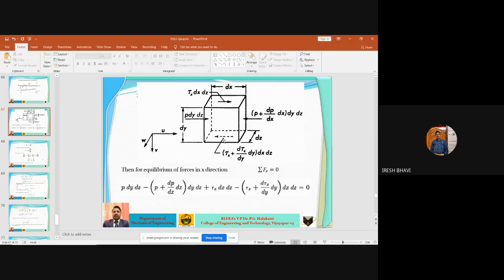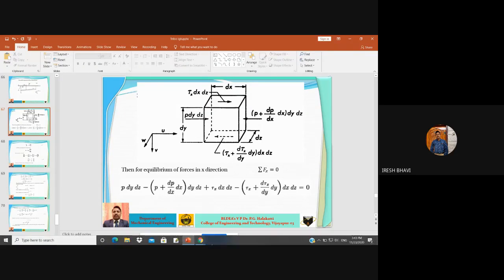minus tau x plus d tau x by dy into dx into dz. Now let us multiply this. Okay, this is outside the bracket, no? So if you multiply it here, what will it become? Minus of P into dy into dz. So here already plus P into dy into dz is there. So this is minus P into dy into dz.